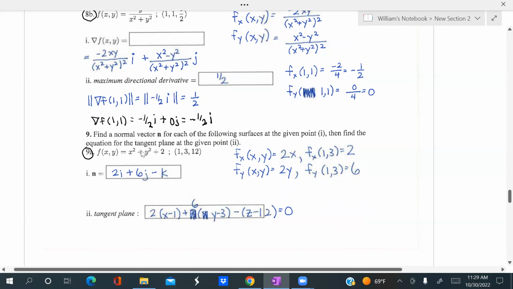We're going to look at 9a here. So we're dealing with this surface, which is some sort of quadratic shaped surface, at the point 1, 3, 12. Let's see, is that point really on that surface? If you plug 1 in for x and 3 in for y, will you get 12? Yeah, that point is on that surface.